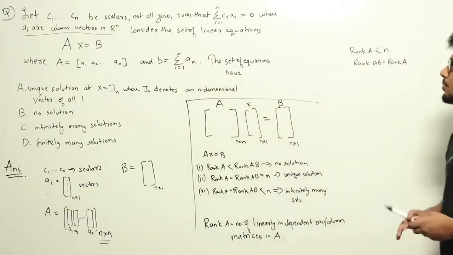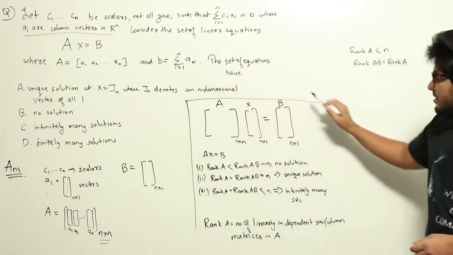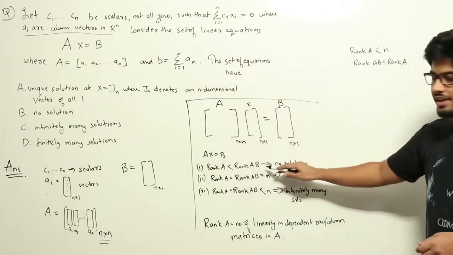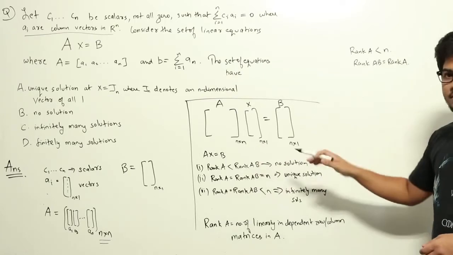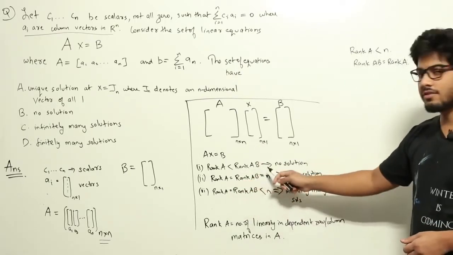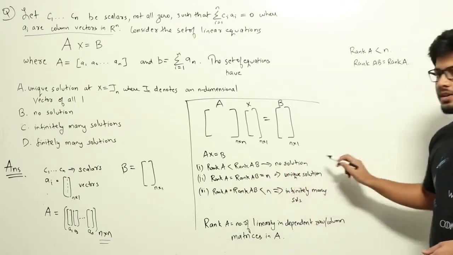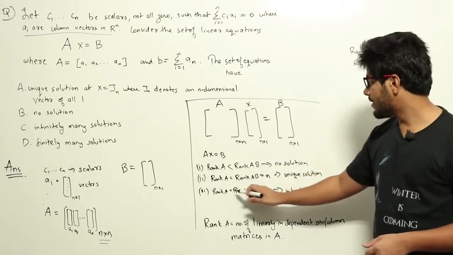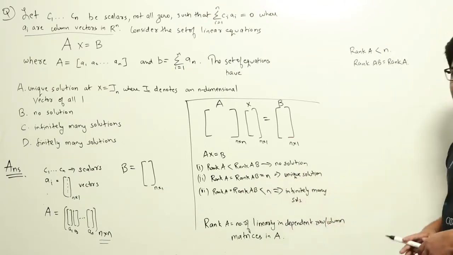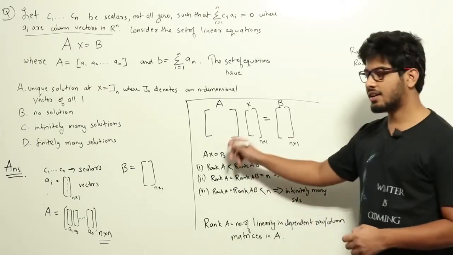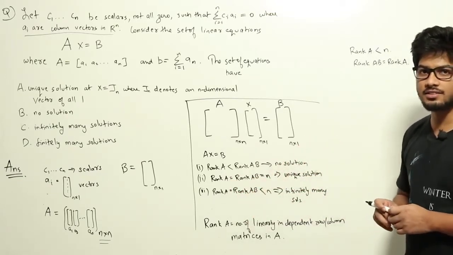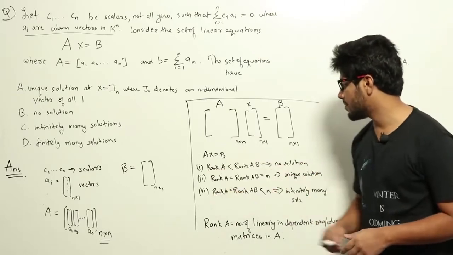So the number of solutions for linear equations like Ax equals B is: if rank of A is less than rank of [A|B], it means that there is no solution, the equations are inconsistent. If rank of A equals rank of [A|B] equals n, it means that it has a unique solution. If rank of A equals rank of [A|B], which is less than n, it will mean that there are infinitely many solutions. You need to understand how to solve these equations from the linear algebra topic. You can refer to video lectures here to understand how we got these three points.